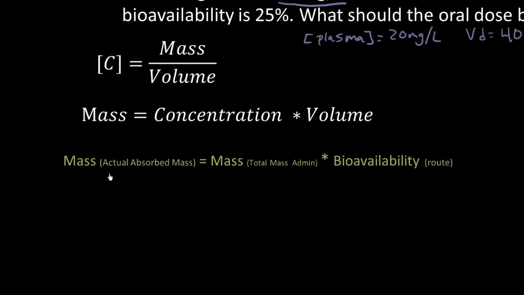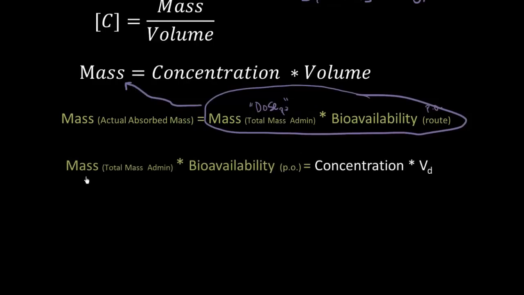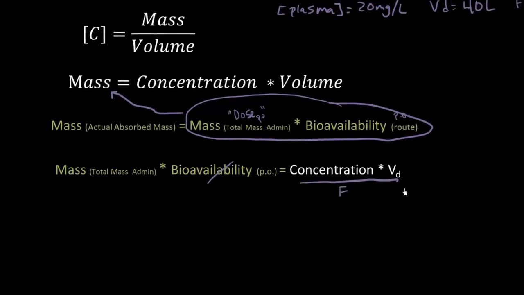And here, remember from back when we talked about bioavailability, the actual absorbed mass is equal to the total mass administered, aka the dose, PO or IV, times the bioavailability, PO. I'm being specific to this problem. So all I need to do now is plug this into here. When I do that, I get the total mass administered times the bioavailability is equal to the concentration times the volume of distribution. Now all I need to do is divide both sides by bioavailability. It cancels out here, comes under here, F, and I get this equation.